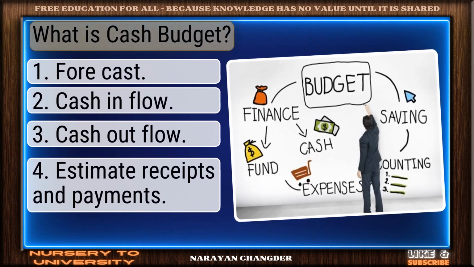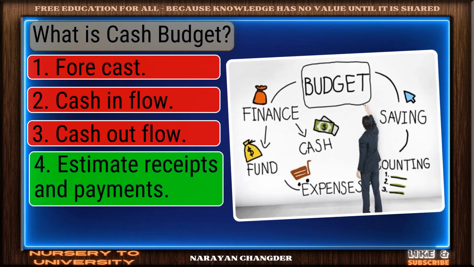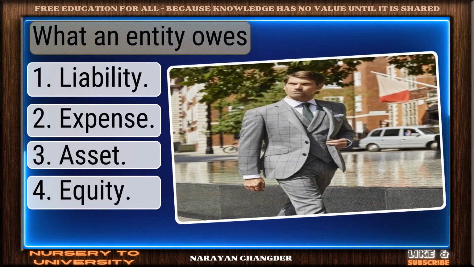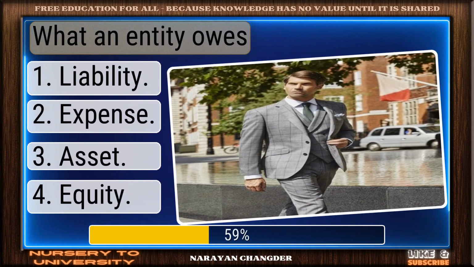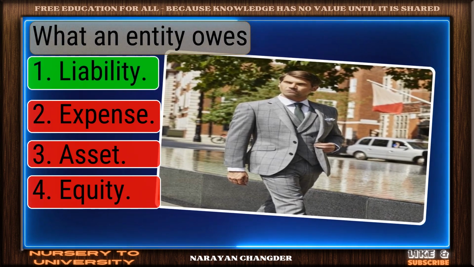What is cash budget? Great thinking. Estimate receipts and payments is the right choice. What an entity owes? Right choice. Liability is the best answer.